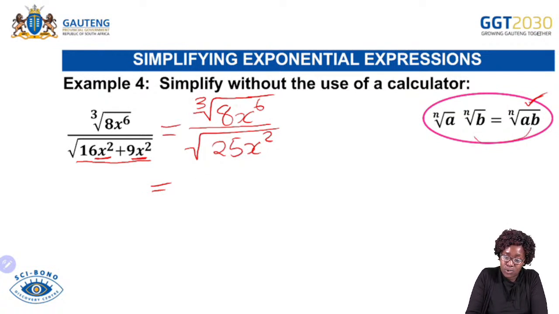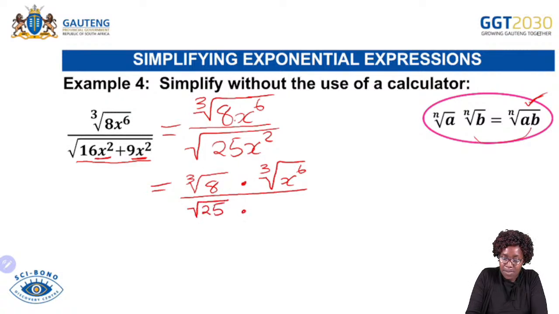So what am I going to do? Here I'm first going to split these two. So I'm finding the cube root of 8. Then I'm multiplying this by the cube root of x to the power of 6. And then in the denominator, I have the square root of 25, and I'm multiplying this by the square root of x squared. Right, now when I'm simplifying this, remember we said the cube root of 8, by now all of us know it's going to be 2.